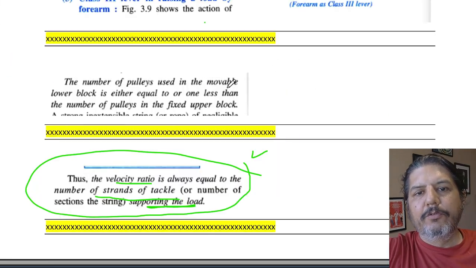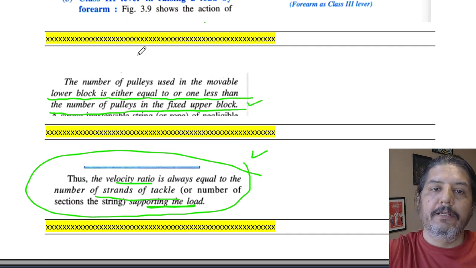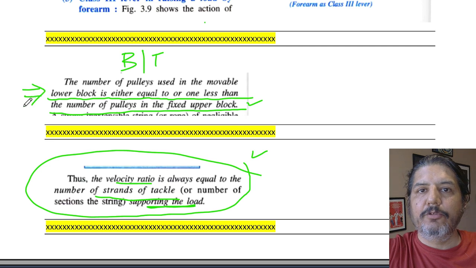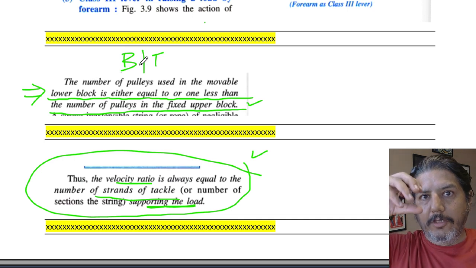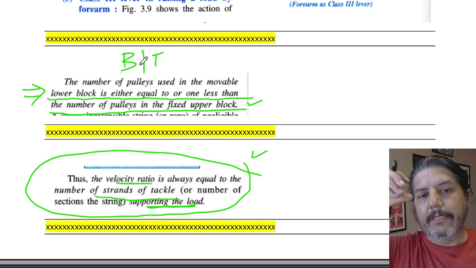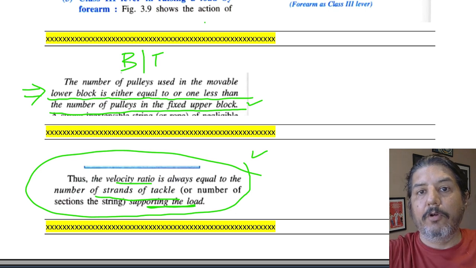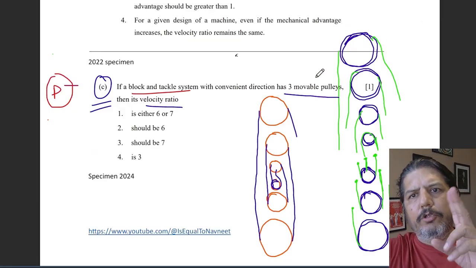The number of pulleys used in the movable lower block is either equal to or 1 less than the number of pulleys in the fixed upper block. So in block and tackle, always remember this line. I have taken the snapshot from your textbook only, from Selina publication. The number of pulleys used in the lower block would be either equal to or 1 less than the number of pulleys in the fixed upper block. So that is why I've drawn 2 systems.